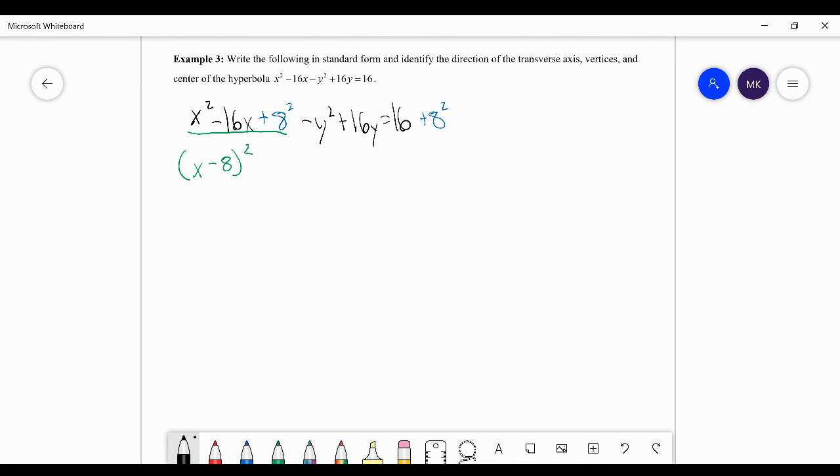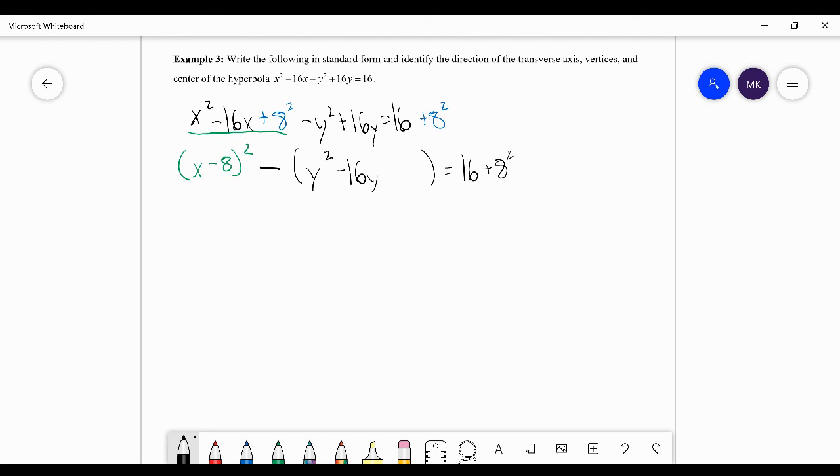Now, before I dive in on this next part, I want to factor out a negative. So I'm going to rewrite this as negative, y squared minus 16y, leave a little gap, equals 16 plus 8 squared.